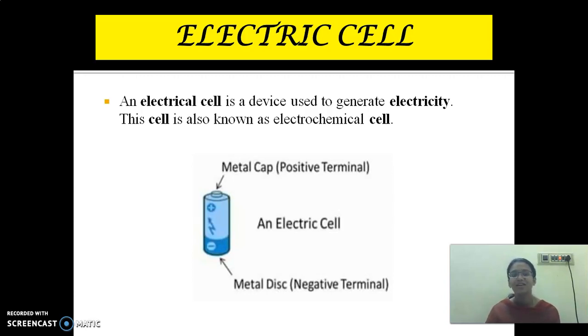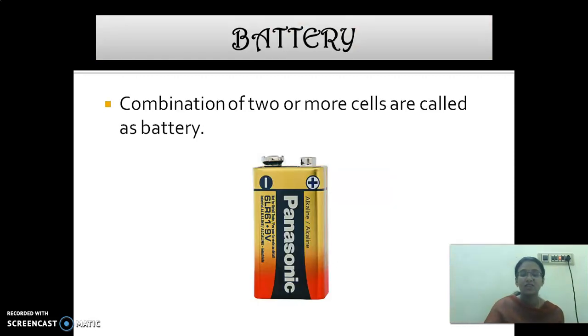Right? Now we are going to discuss the cell. An electric cell is used to generate electricity. It is also known as electrochemical cell. What is the point to keep in mind about the cell? It has two terminals. One is the positive terminal and the other one is the negative terminal. The positive terminal has a metal cap-like structure and the negative terminal is a disc-like structure.